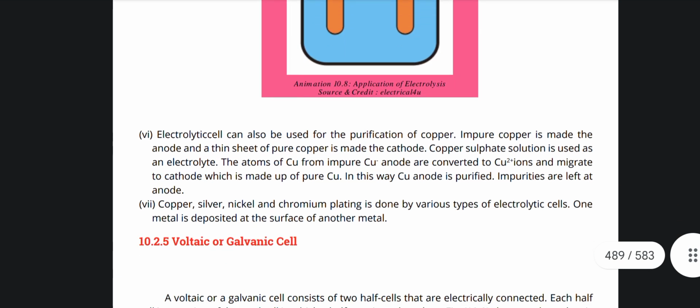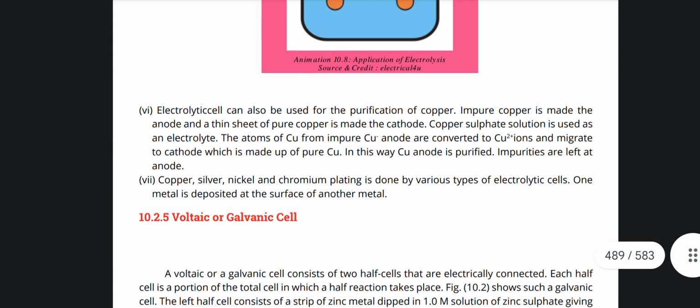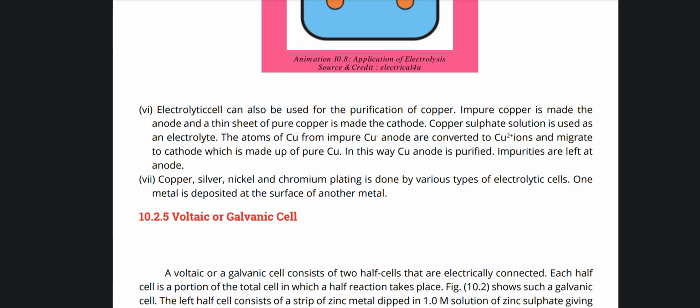Number 6. Electrolytic cell can also be used for the purification of copper. Impure copper is made the anode, and a thin sheet of pure copper is made the cathode, and a copper sulfate solution is used as electrolyte. The atoms of copper from impure copper anode are converted to Cu2+ ions and migrate to cathode, which is made up of pure copper. And in this way, copper is purified and impurities are left at the anode.